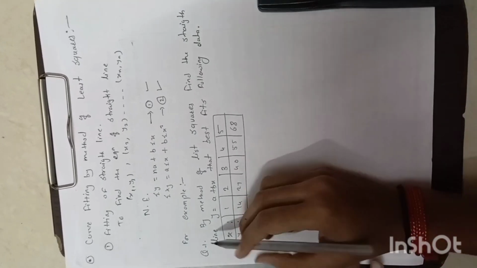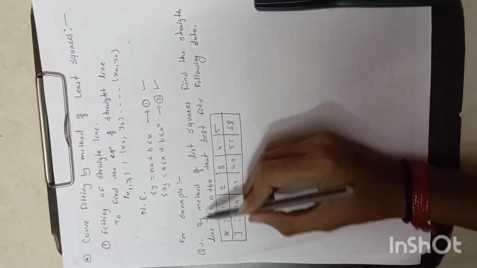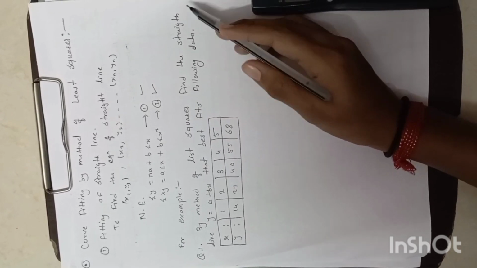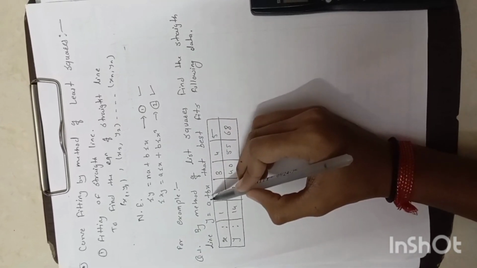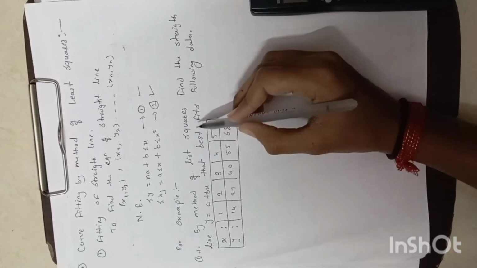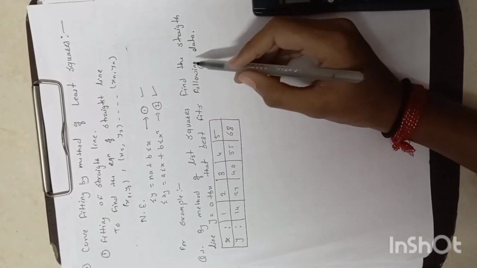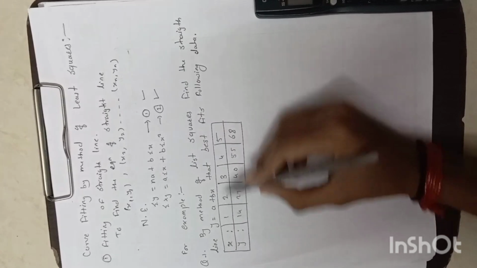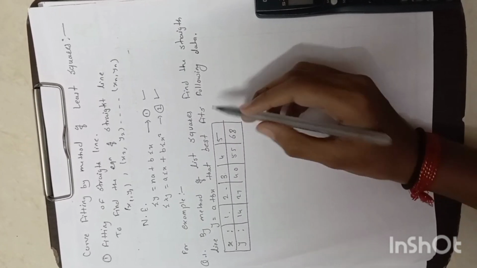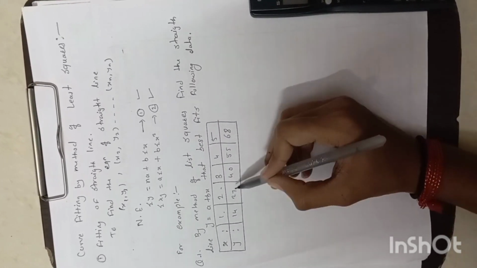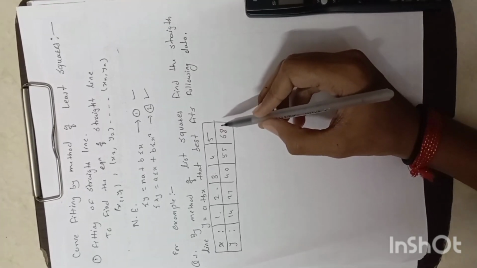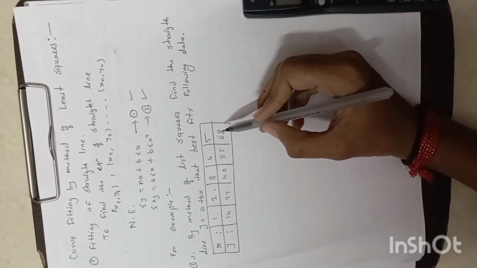We will look at the first example. The first example is by the method of least squares. Find the straight line y is equal to a plus bx that best fits the following data. This is the given data. X stores the values 1, 2, 3, 4, 5, and y stores the values 14, 27, 40, 55, 68.